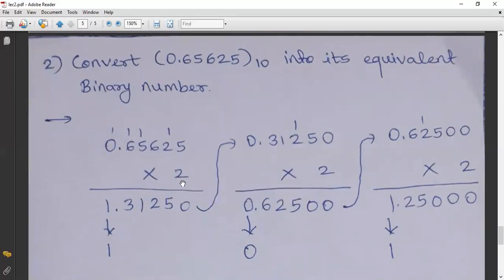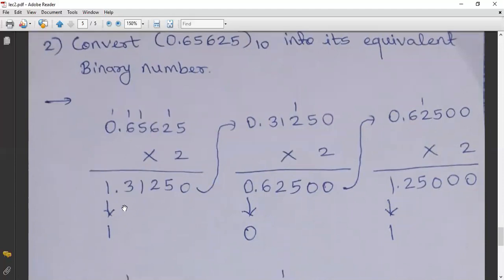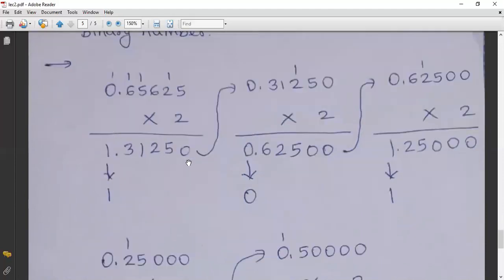So let us do it. We know that 5 2s is 10, carry over 1. 2 2s are 4 plus 1 is 5. 6 2s are 12, carry over 1. 5 2s are 10, carry over 1. 5 2s are 10 plus 1 is 11, carry over 1. 6 2s are 12 plus 1 is 13, carry over 1. So we got 1.31250. Now we need to extract the number to the left of the radix point, that is 1, and consider the remaining part here for further calculation.